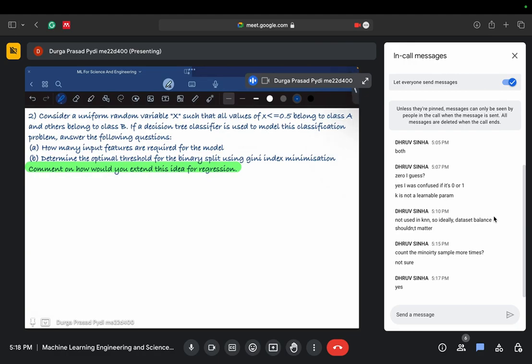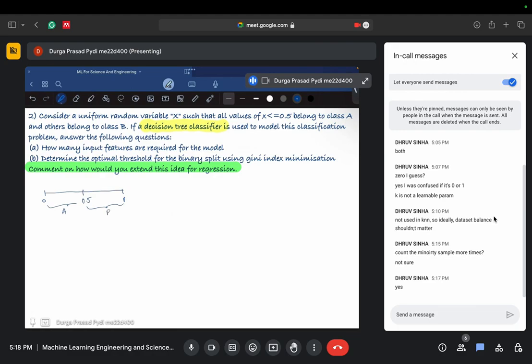So the next one is on decision tree classifier. So the problem says that it has a single feature, one input feature X. X varies, like is a uniform random variable. Okay, it's not specified, but let's say it varies from 0 to 1, and for all values of X less than or equal to 0.5, it belongs to class A. So this entire region is class A, this entire region is class B.